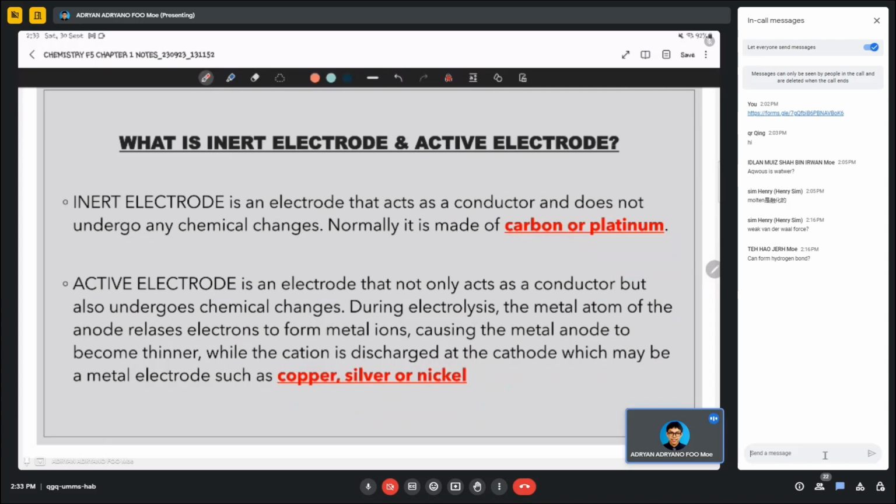Okay, so platinum is inert, it means it will not undergo chemical reaction, it purely just conducts electricity. Whereas active electrode is an electrode that not only acts as a conductor, but also undergoes chemical changes. During electrolysis, the metal atom of the anode releases electron to form metal ions, causing the metal anode to become thinner, while the cation is discharged at the cathode, which may be a metal electrode such as copper, silver or nickel.